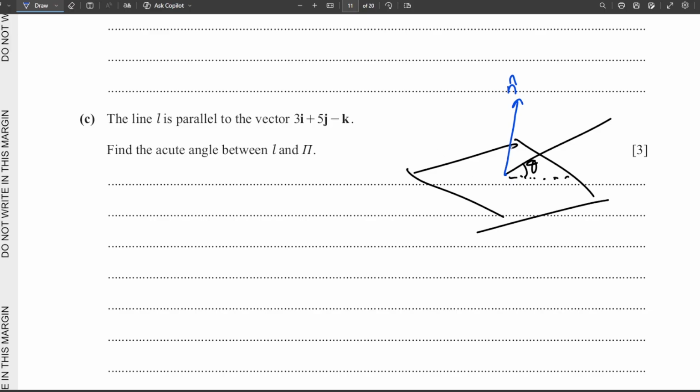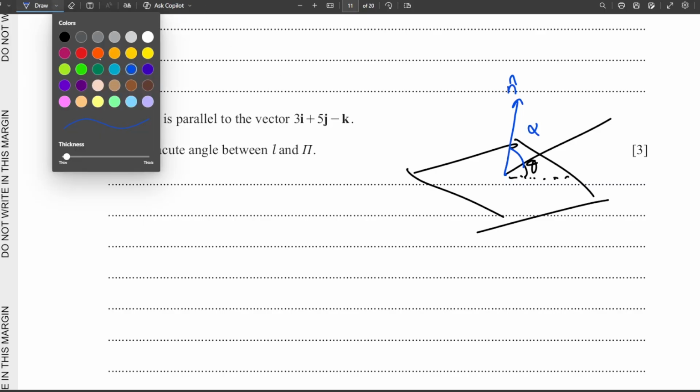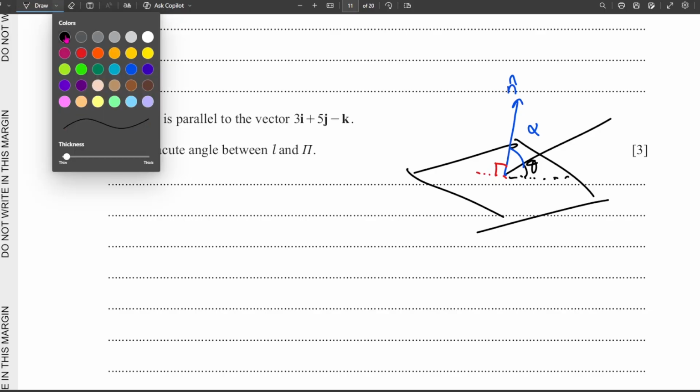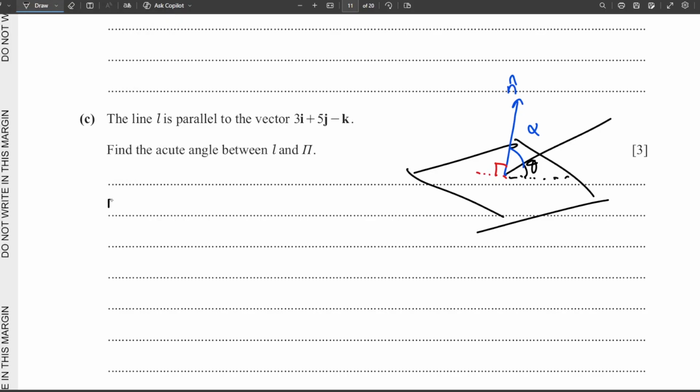And since we can do the dot product on the normal vector and the line, let's say we call this angle alpha. And we know that the normal vector is exactly 90 degrees from the plane. So we can just use the relation, 90 minus alpha becomes theta. Okay, so first I copy back the normal vector that is 6, -1, 8, and then also the line L is 3, 5, and -1.